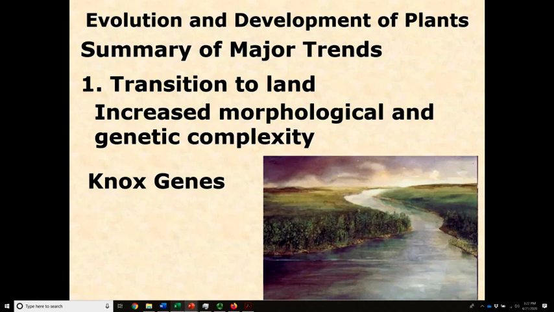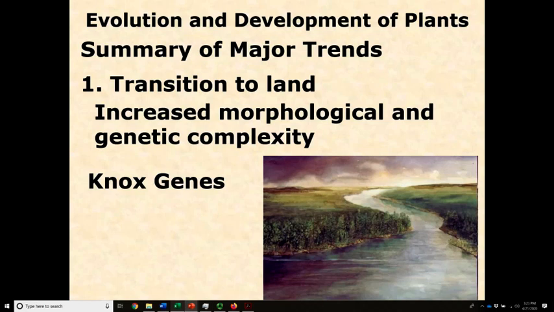And one of the things that's been discovered as we have development of these more morphologically complex groups is that we do see increases in the genes. Now we're not going to memorize where and when, and they're not as obvious as the Hox gene transitions that we talked about with animals, but there are some very clear genes.